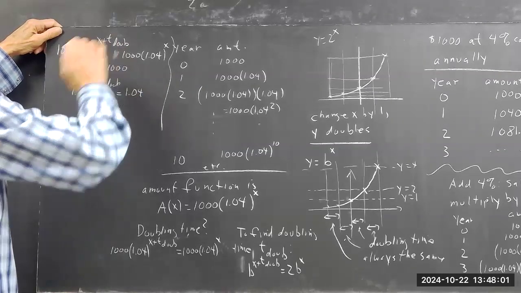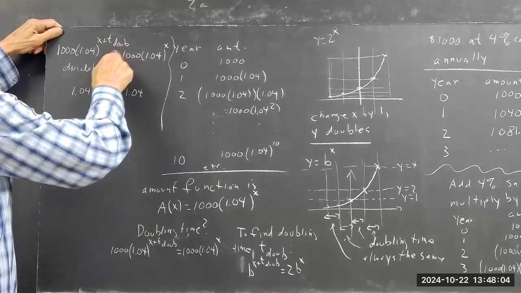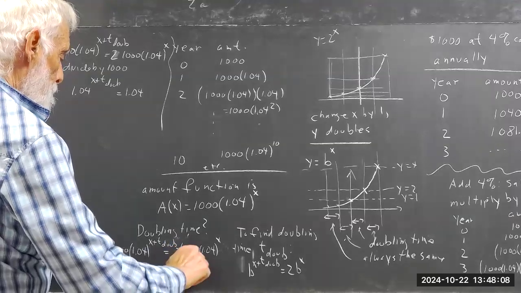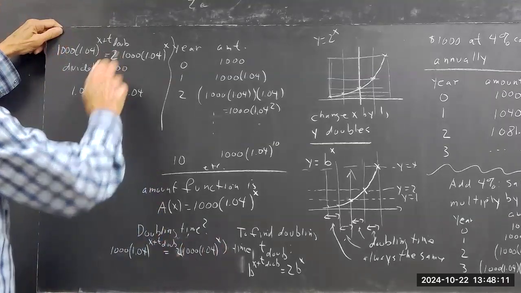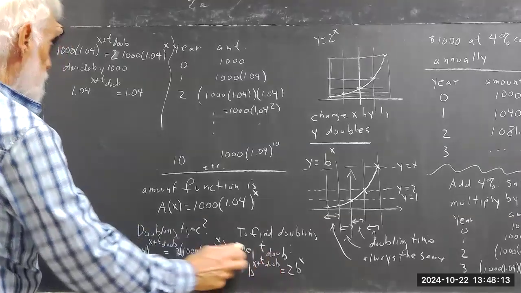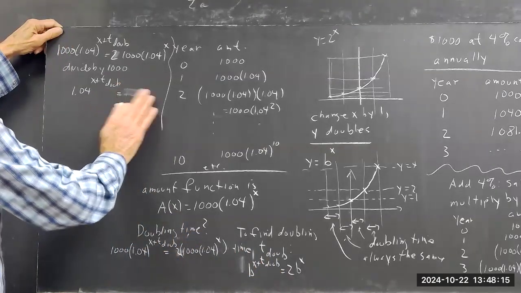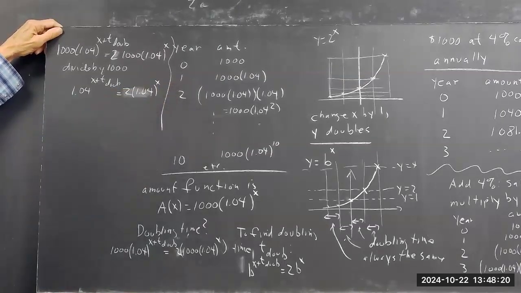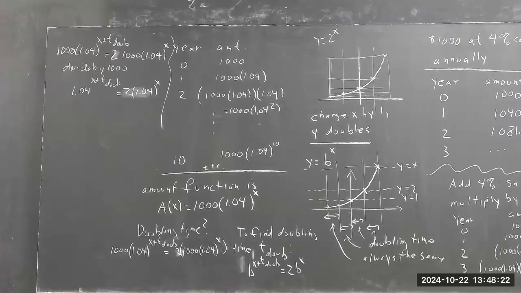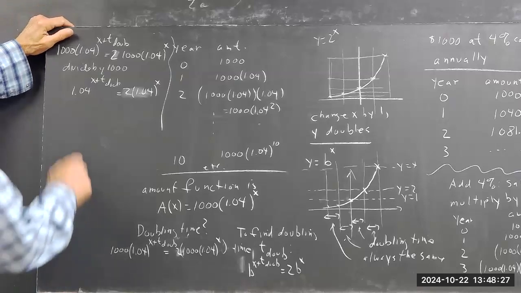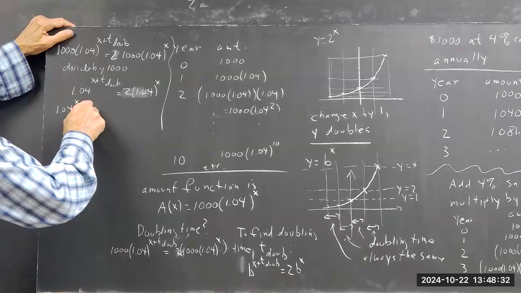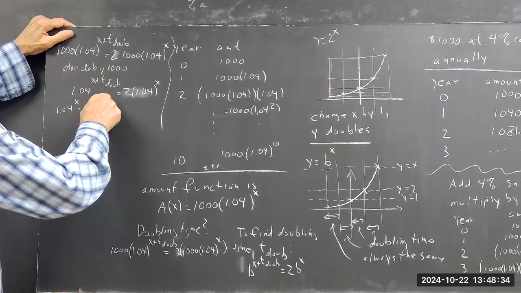Equals 2 times 1,000. Okay, I didn't put my factor 2 in there like I did here. Okay. Now I can write 1.04 to the x plus t dub as 1.04 to the x times 1.04 to the t dub.